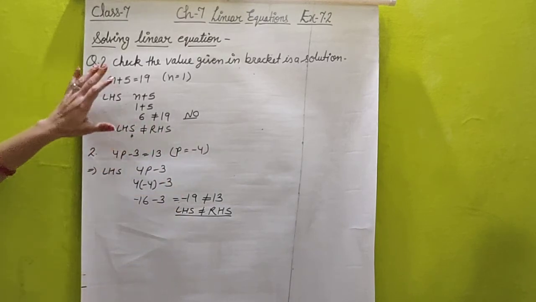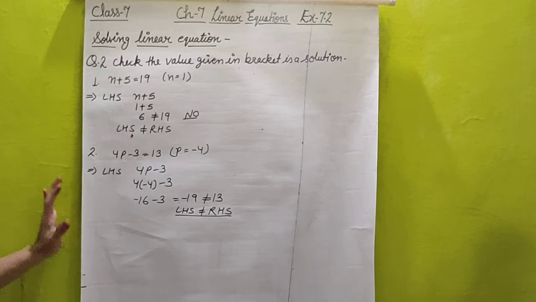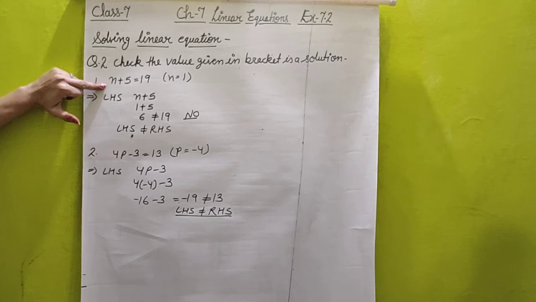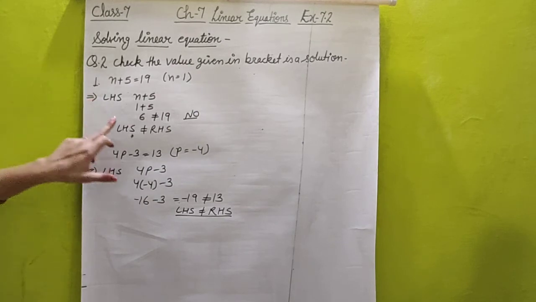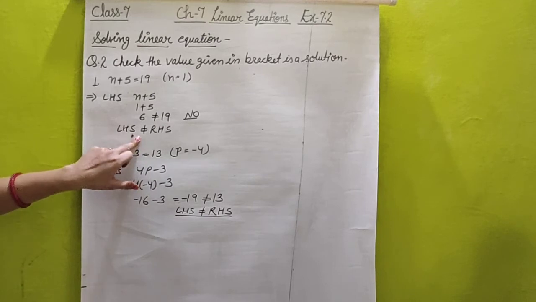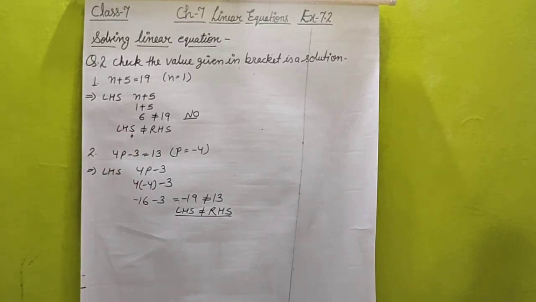Okay students. So how will you check, students? The bracket value you have to put into the LHS part. Okay. When LHS and RHS are equal, then it will be a solution. Otherwise it will not be the solution.